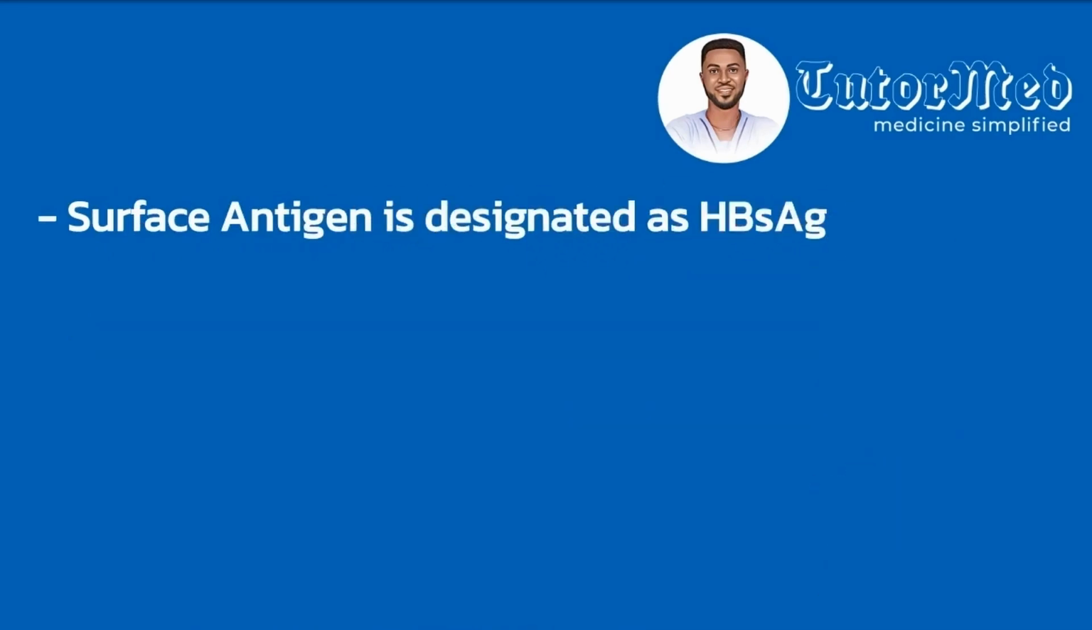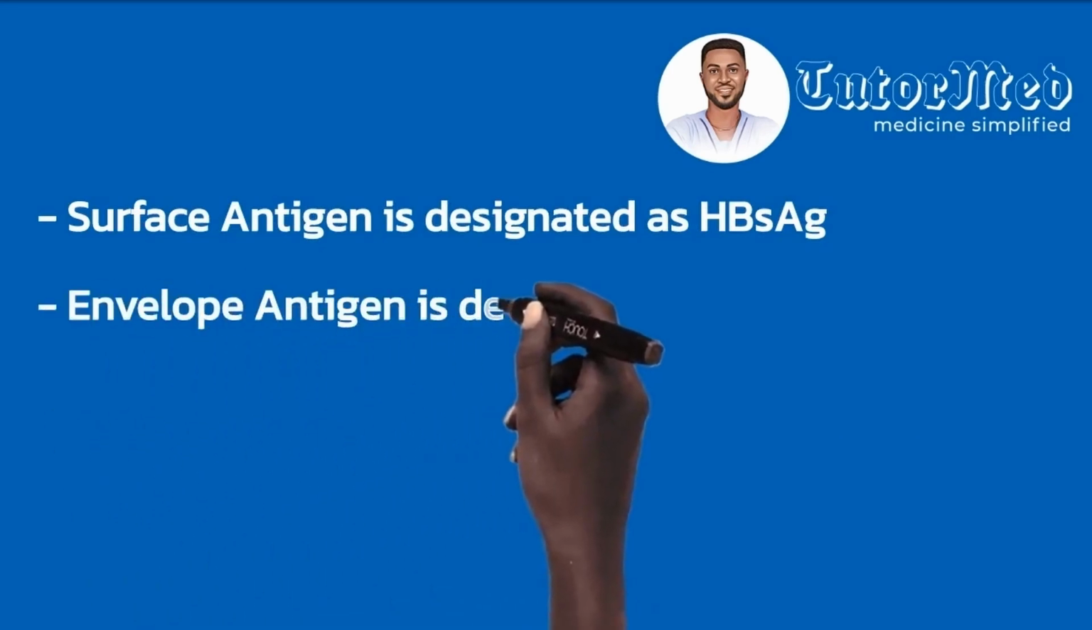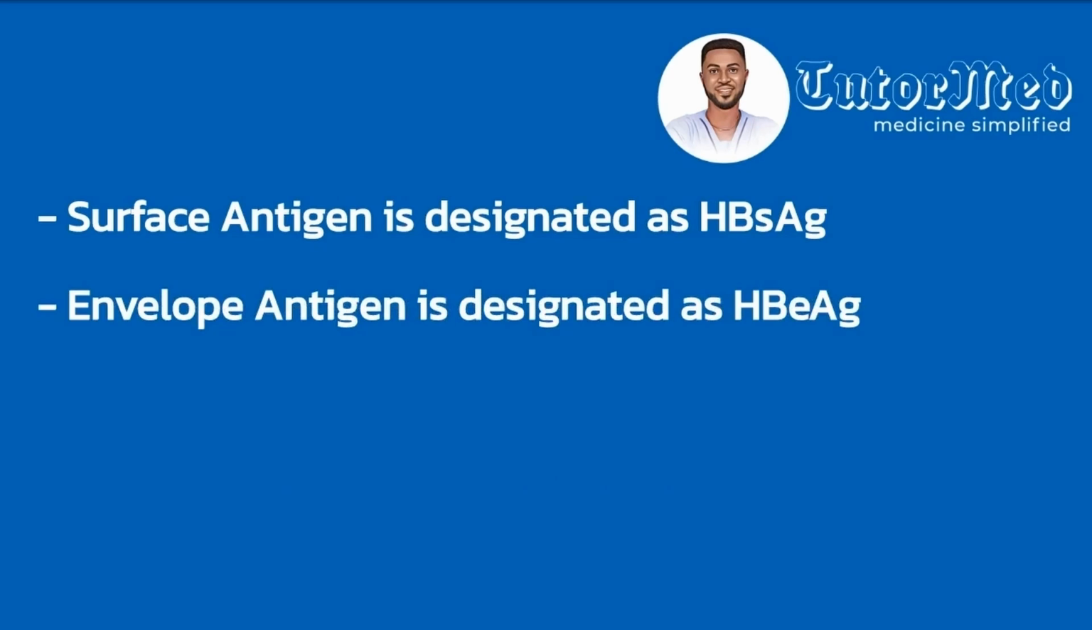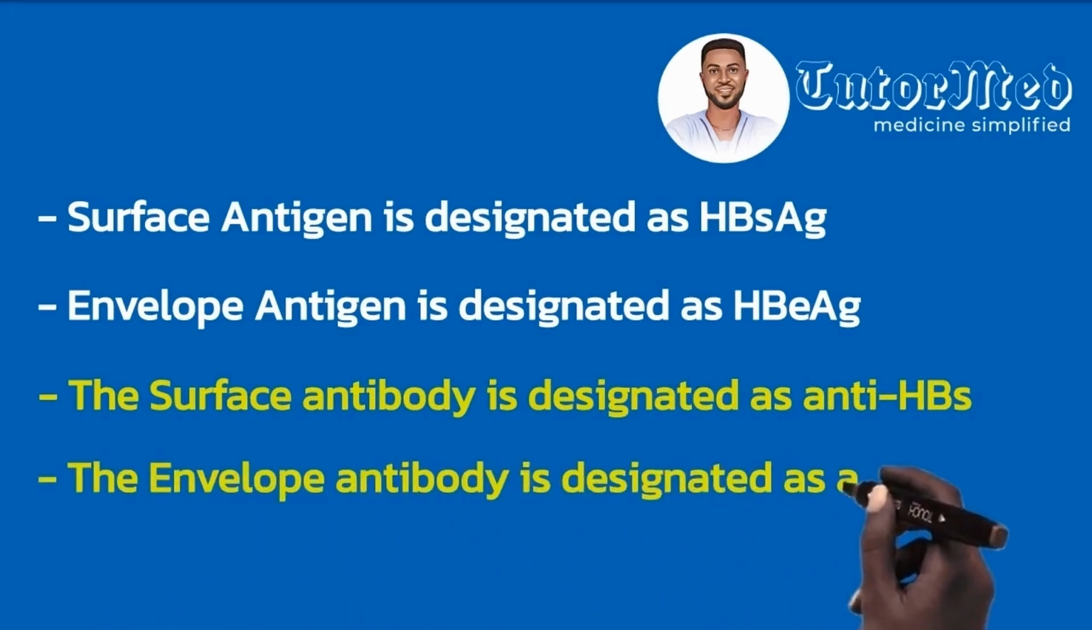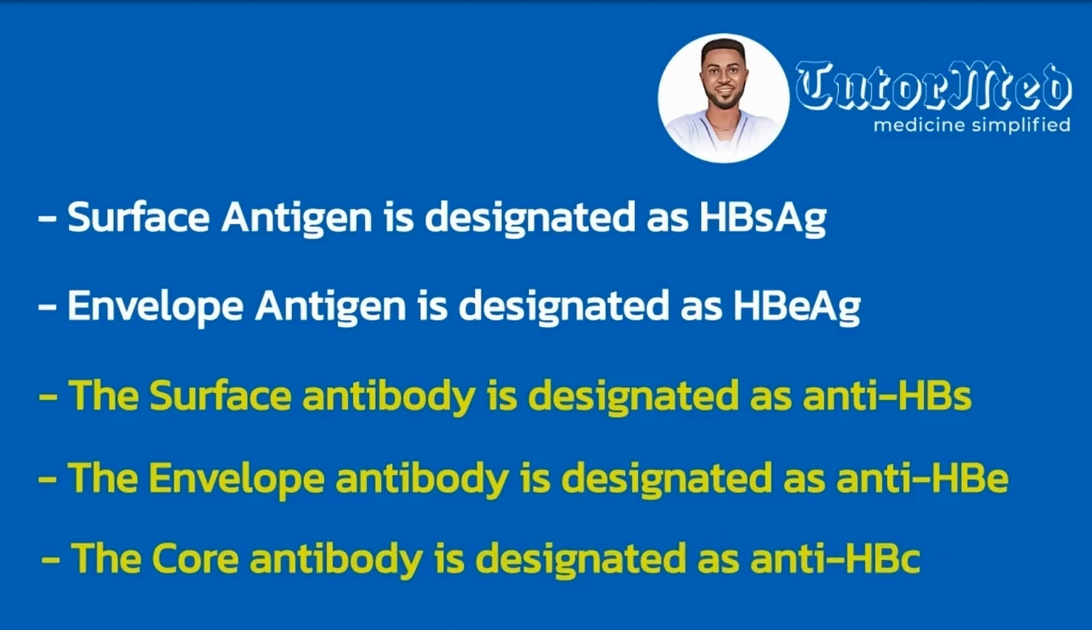Now, having understood the parameters we should expect to see on the profile, let us look at how they are designated on a sample test result. The surface antigen is designated as HBs antigen. The envelope antigen is designated as HBe antigen. The surface antibody is designated as anti-HBs. The envelope antibody as anti-HBe, and then the core antibody as anti-HBc.